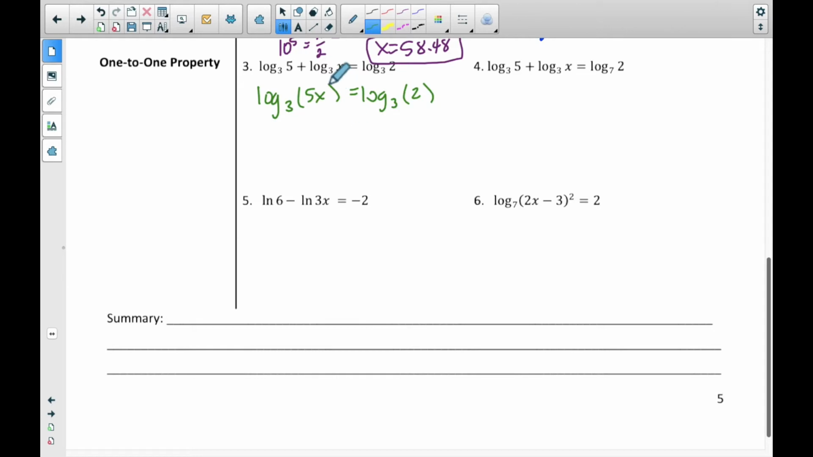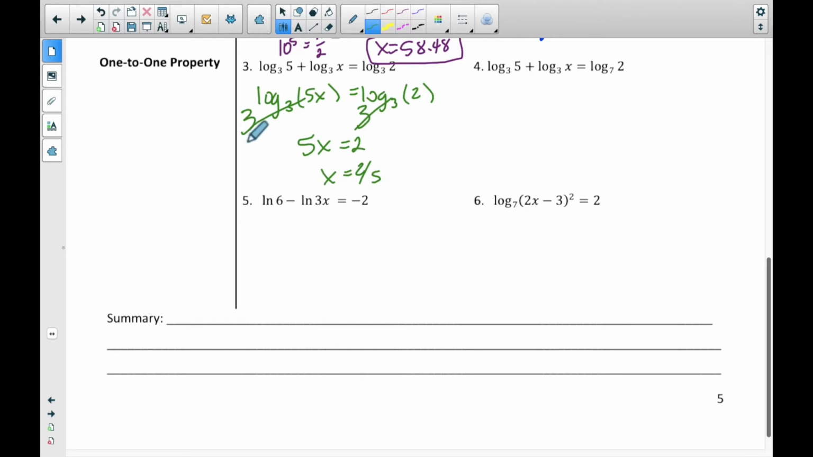Because this one is plus, I change it to a multiplication. So I get log base 3 of 5x equals log base 3 of 2. The one-to-one property says basically that we can cancel those log base 3's out. Technically, we could exponentiate and take 3 to both sides. Then the 3's cancel off with the log base 3's, and we get 5x is equal to 2, which means that x is equal to 2/5.